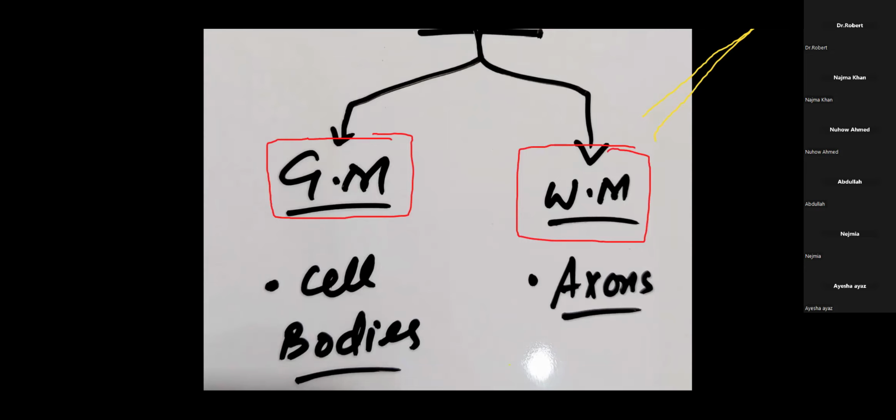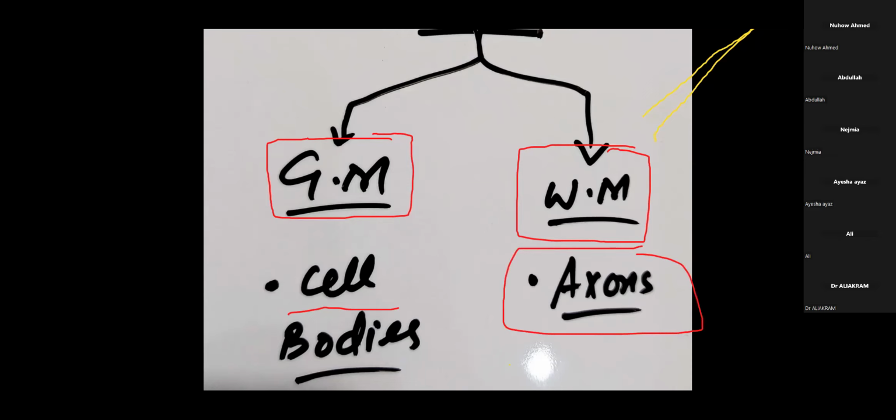So what is gray matter and what is white matter? The collection of cell bodies of neurons is called gray matter. I have written it in very simple words, right? What is gray matter? A collection of cell bodies of neurons, we call it gray matter. And what is white matter? The axons of neurons are called white matter. So you have to remember: the cell bodies of the neurons are called gray matter, and the axons of the neurons are called white matter.